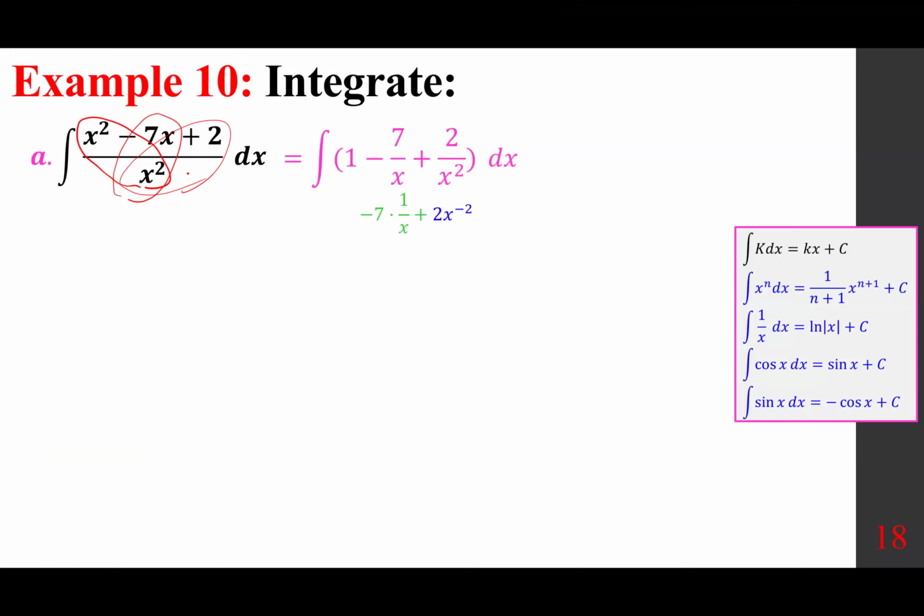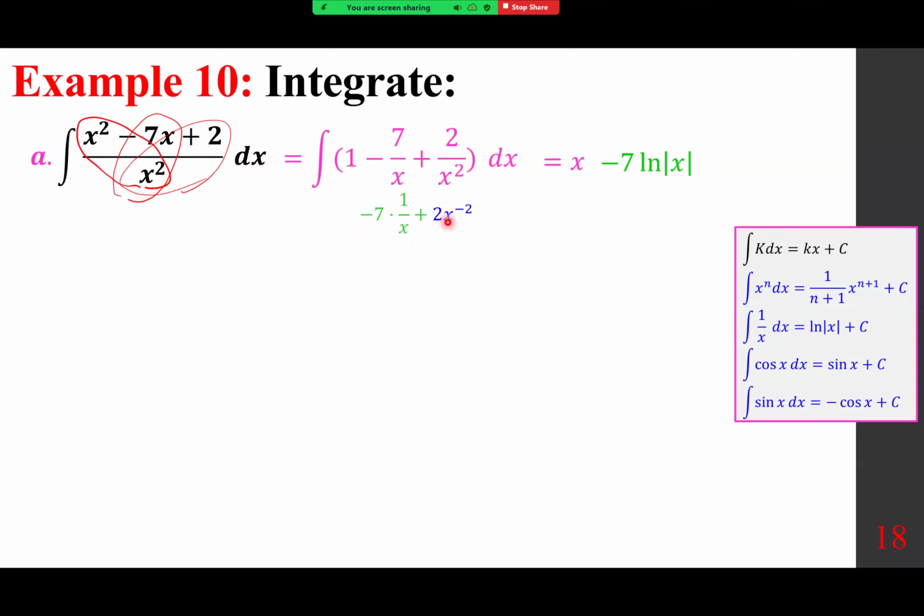And 1, because this is dx, gives you x. Minus 7, 1 over x gives you the natural log. So minus 7, ln of absolute value of x.